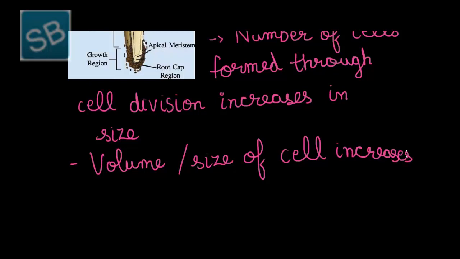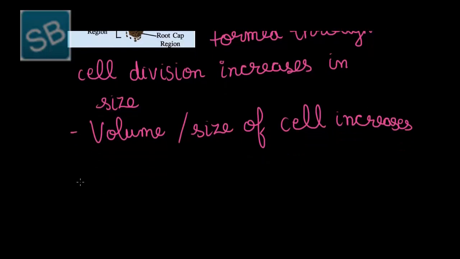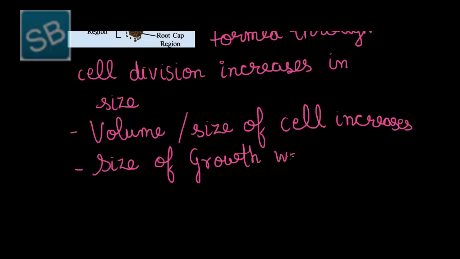This means that the number of cells formed through cell division remains constant in this region, that is the region of elongation, but only the size and the volume of the cell increases. The growth of the cell wall is mainly responsible for such an increase, due to which the size of the vacuole that is present also increases.